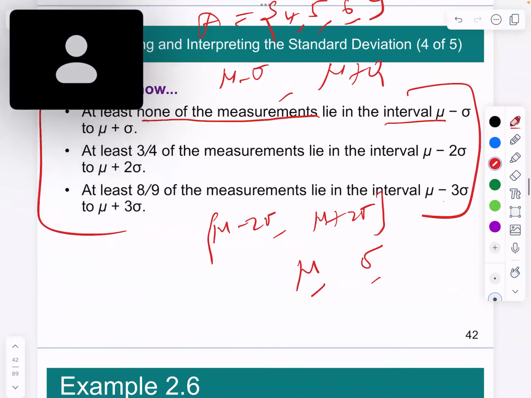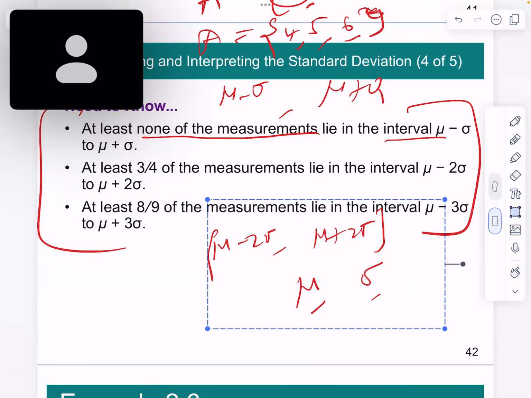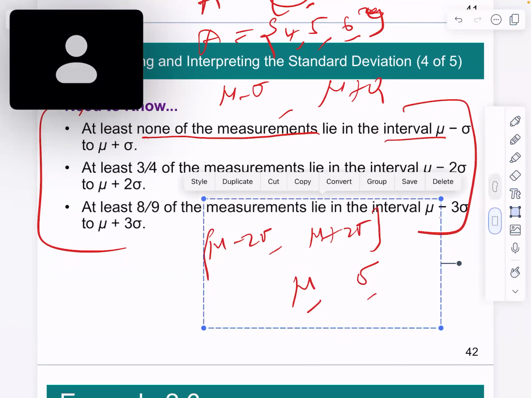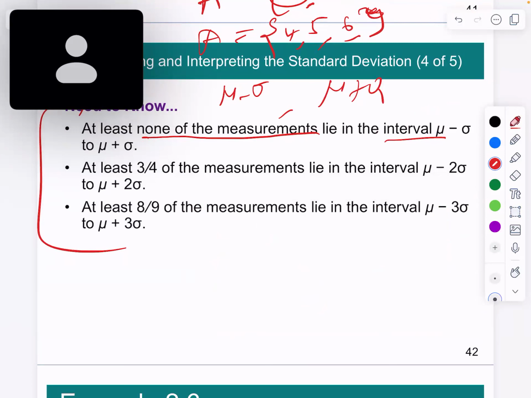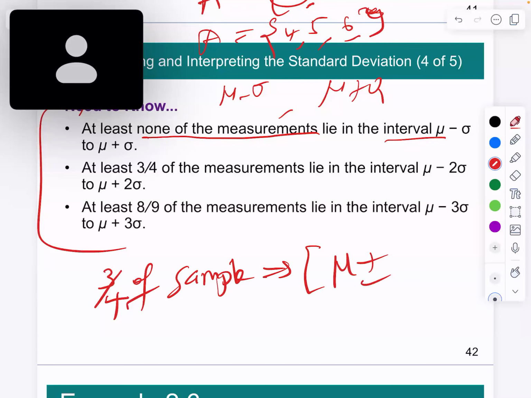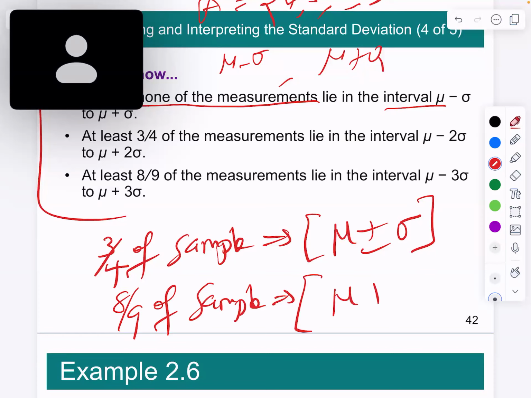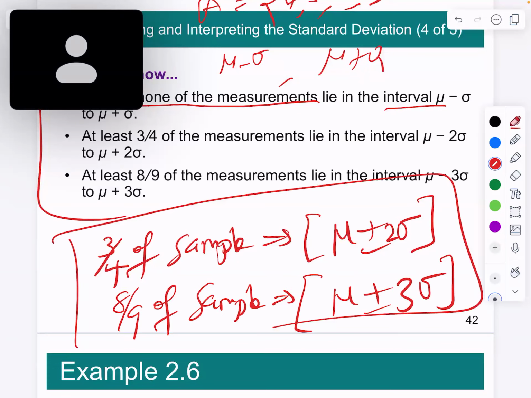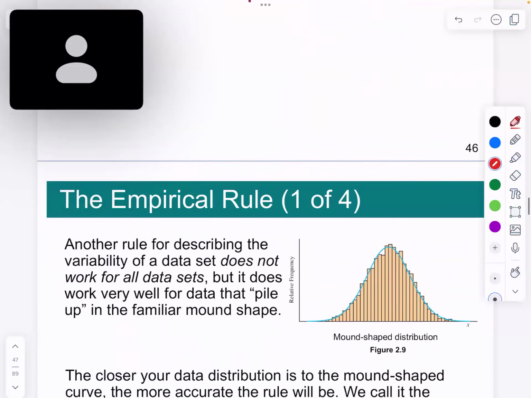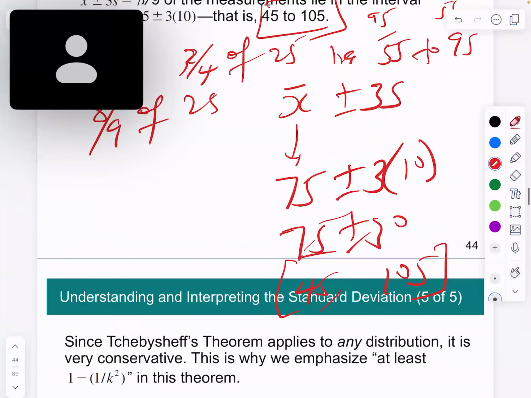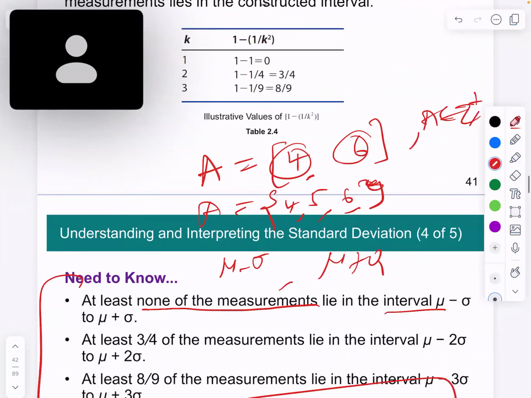Okay, now what is most important here is this: 3 over 4 of the sample will be in the interval mu plus or minus 2 sigma. And 8 over 9 of the sample will be in the interval mu plus or minus 3 sigma. So you have to remember these two. That's Chebyshev inequality.